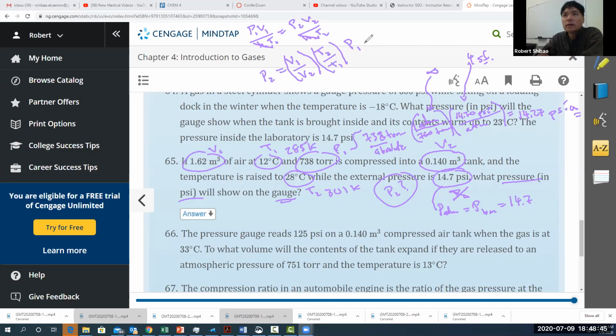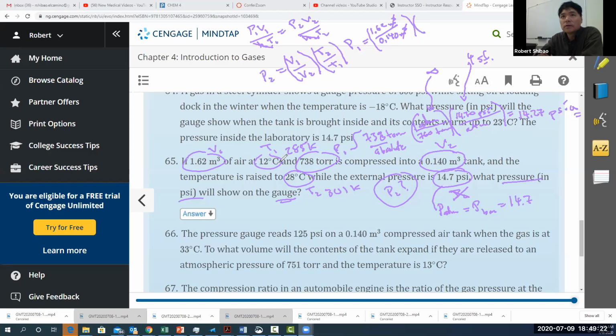All right, then we just plug in the numbers. In this case, V1 is 1.62 cubic meters. Now the units, it doesn't matter what the units are, they just have to cancel. It's going to be compressed, so the volume's actually shrinking. If the volume shrinks to 0.140 cubic meters, then the pressure should increase. Volume shrinks, pressure increases. Makes sense. So cubic meters cancel out cubic meters here.